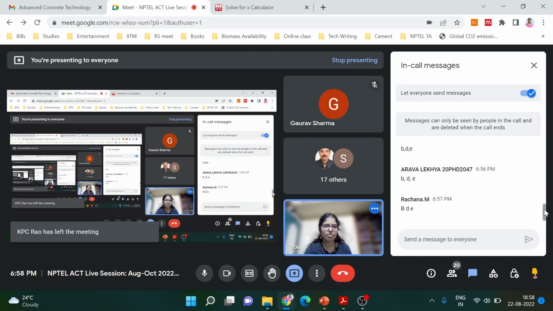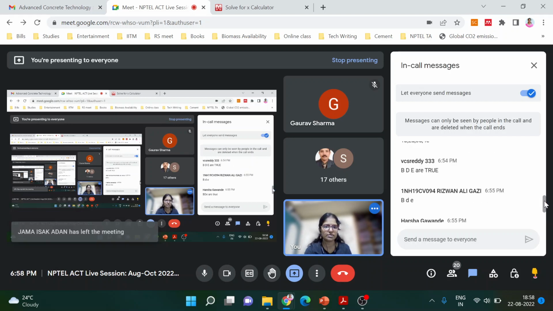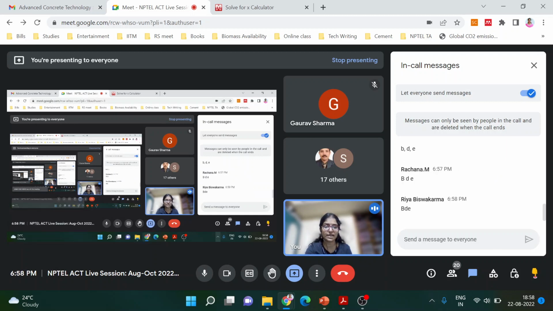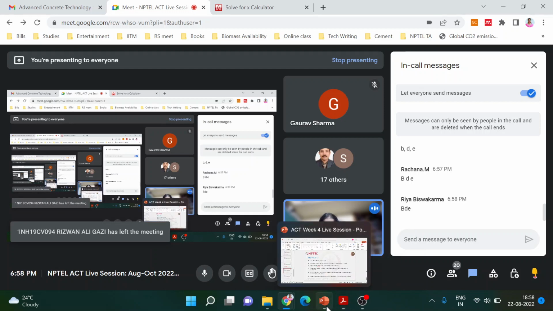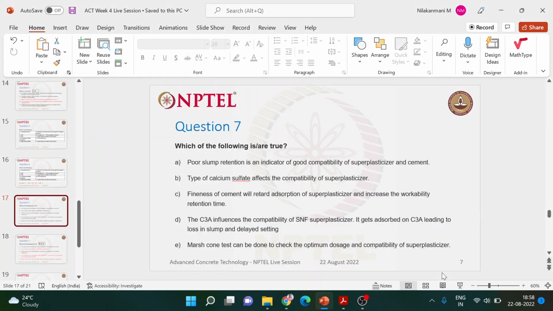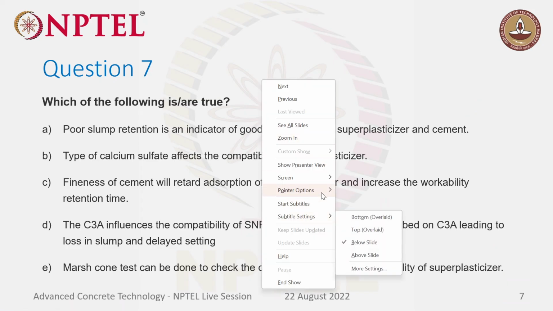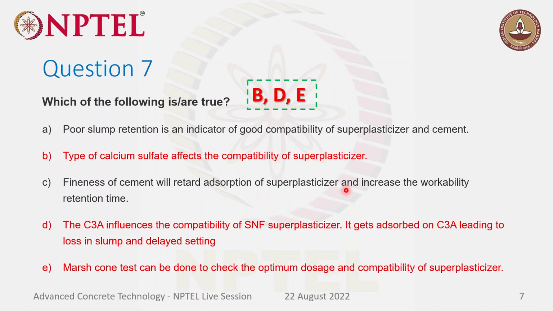Okay, one participant has given us B, D, E. Most have said B, D is true. Let's see the right answer, whether it's right or wrong. Okay, so the correct answer is B, D. Most have given the right answer. So coming to option A, poor slump retention is an indicator of good compatibility. So if there is a good compatibility between SP and cement, will there be poor slump retention? No, right? So that is a false statement.